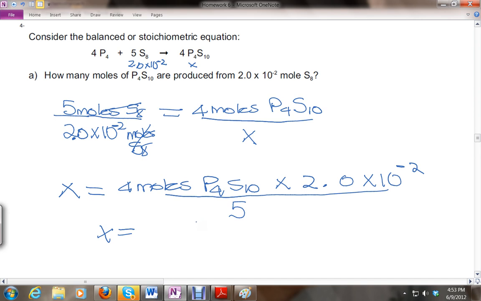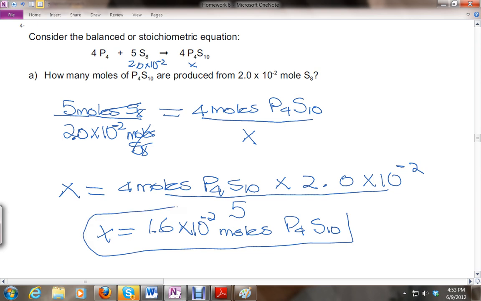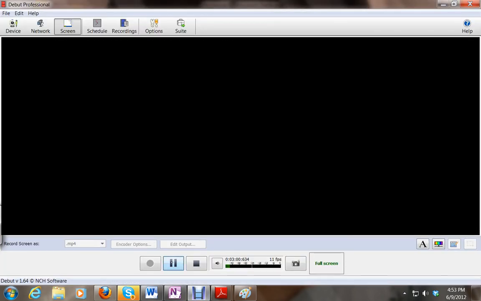And this is gonna give you 1.6 by 10 to the minus 2 with 2 sig figs. Take it and round it to the right amount of sig figs. And this is moles of P4S10. Okay, so let's go to the next one.